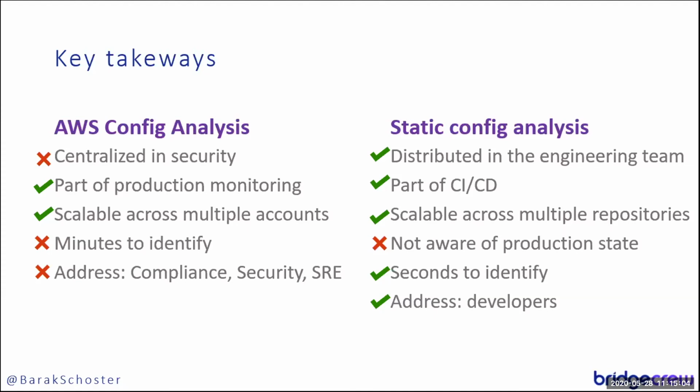Static config analysis is distributed by design because it's running as part of the CI/CD pipeline on each and every change. It is scalable across multiple GitHub repositories. The downside is that it is not aware of the production state. So even if someone made a change manually in the AWS console, Checkov, or any static analysis tool, would not be aware of the state of your production environment. It is only familiar with the state of the code. So if you had a downtime and one of the SREs decided to modify a bucket configuration, Checkov wouldn't know if it was done using the AWS console or an API.